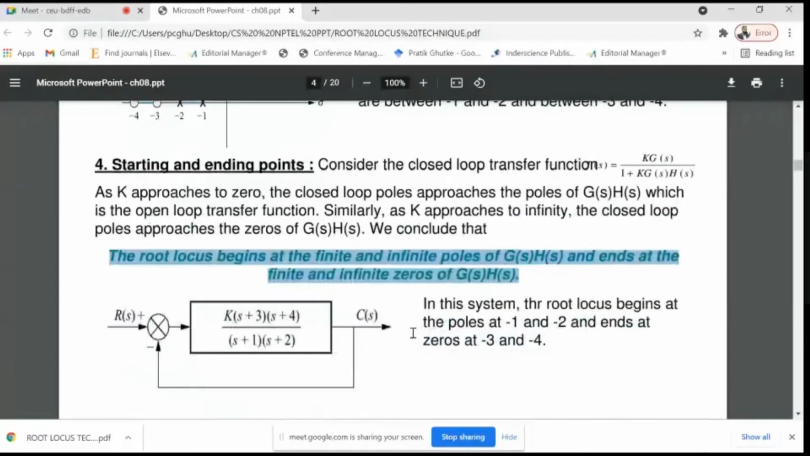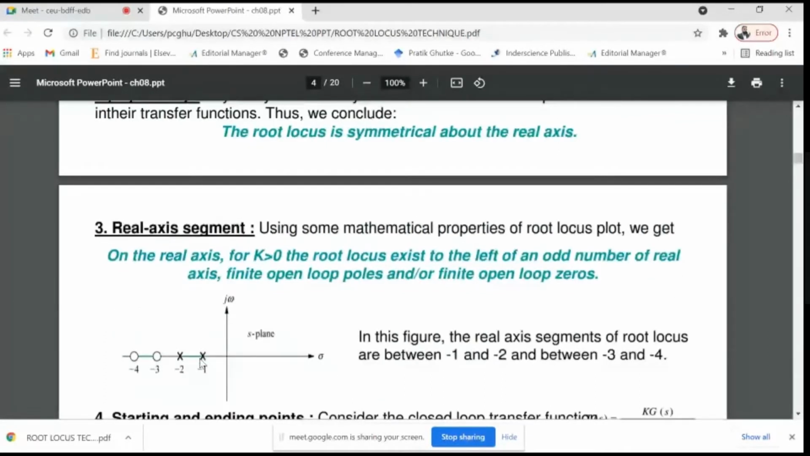So in this system, the root locus begins at the poles minus 1 and minus 2 and ends at the zeros minus 3 and minus 4. I have told you in this figure that cross signs indicate poles and circle signs indicate zeros. So the root locus will start from minus 1 and minus 2 because they are poles, and it will end at the zeros, minus 3 and minus 4. Have you understood? Yes, moving forward.